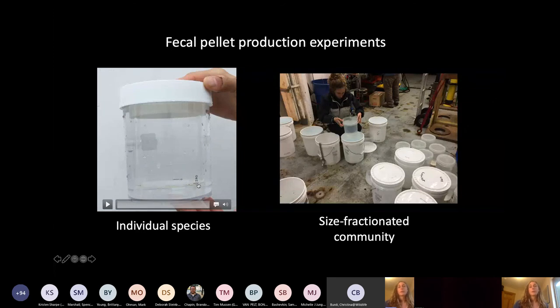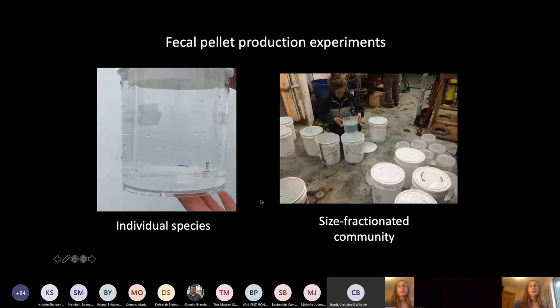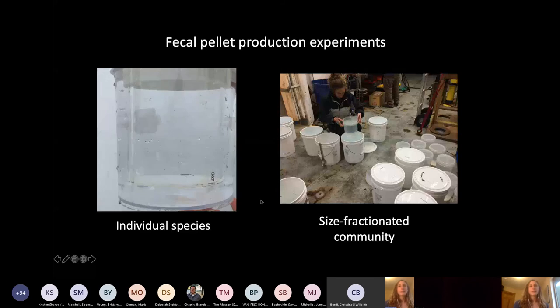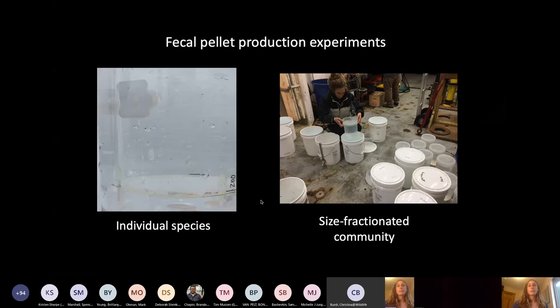And so for the duration of the experiment, I'll play this video, the zooplankton are happily swimming around inside their little insert in the container, feeding on whatever prey are available, producing fecal pellets. And then those fecal pellets are falling through the bottom of that insert so that they can't interfere.